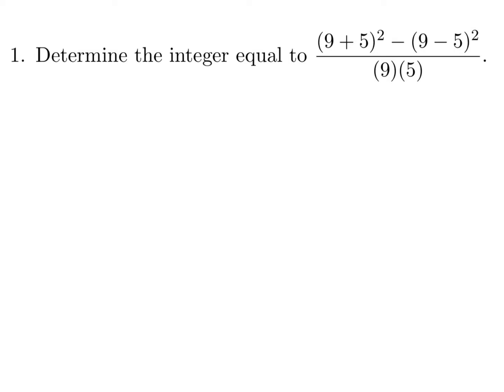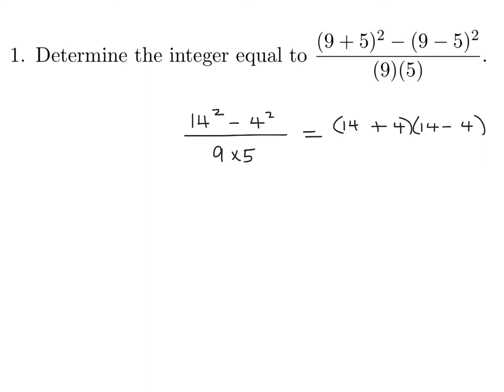Well, let's have a little bit of fun. 9 plus 5 is 14. 9 minus 5 is 4. And of course, you can do this manually, right? But I'm just going to factor it because I think it's a little bit faster. So this is 14, 14. This is 4, 4, plus minus, like that.